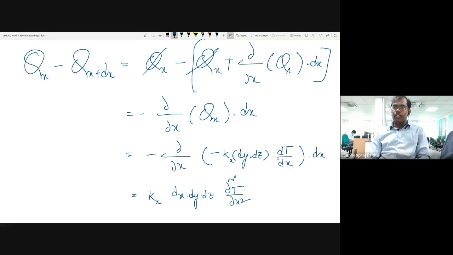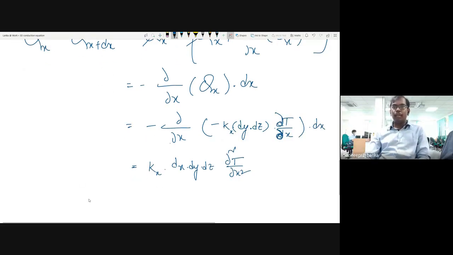So this is taken in partial differentiation, meaning that you are considering only the change in x direction. You are not considering the change in y and z direction. That's the meaning of partial differentiation. Partial differentiation means you are considering only that particular variable; other variables you are not considering. So that's what you have taken here, dou. So this is your qx minus qx plus dx value.